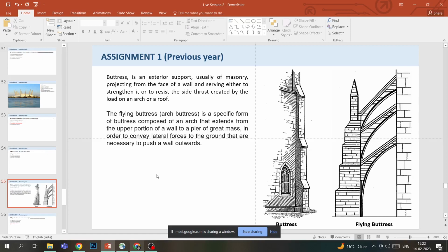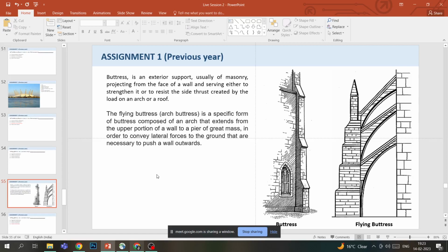A buttress is an exterior support, usually made of masonry, projecting from the face of the wall, and it serves either to strengthen or resist the side thrust created by the load on an arch or a roof. So it's nothing but an extended part of the wall, extended masonry, to take the load coming from the arch or the roof. So what is a flying buttress? Flying buttress is also called arch buttress.